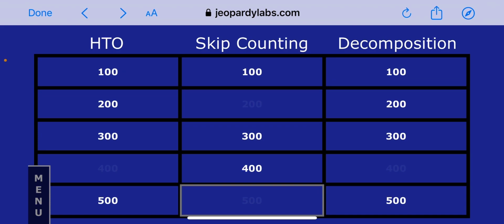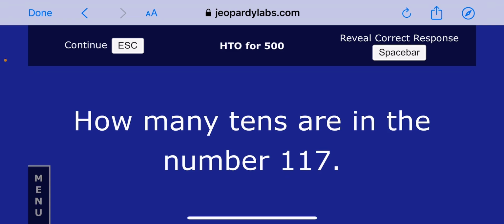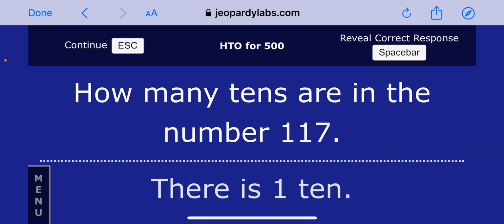Let's say the next student picks HTO for, let's say, 500 points. How many 10s are in the number 117? So they will have to focus only on the 10s category right there, which is the number right in the middle, as they know, and that will be the number 1. So there's a 110 in the number 117.